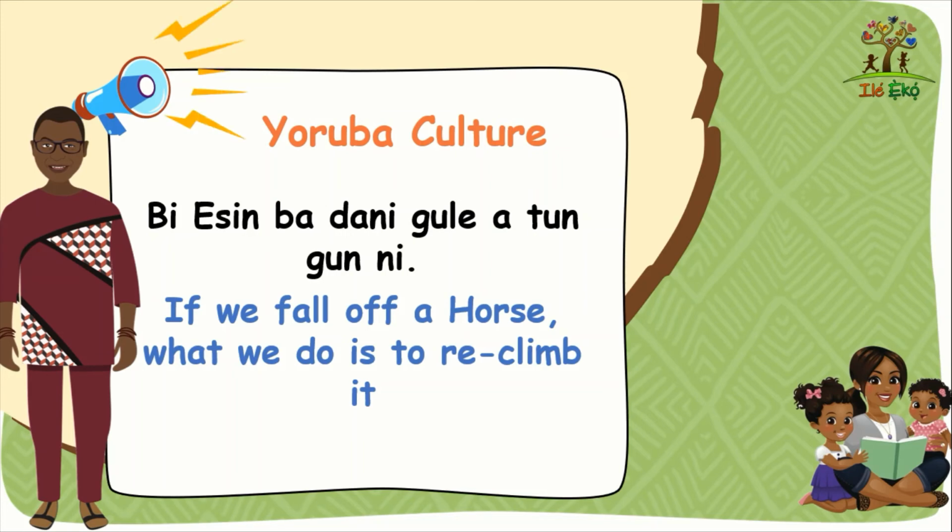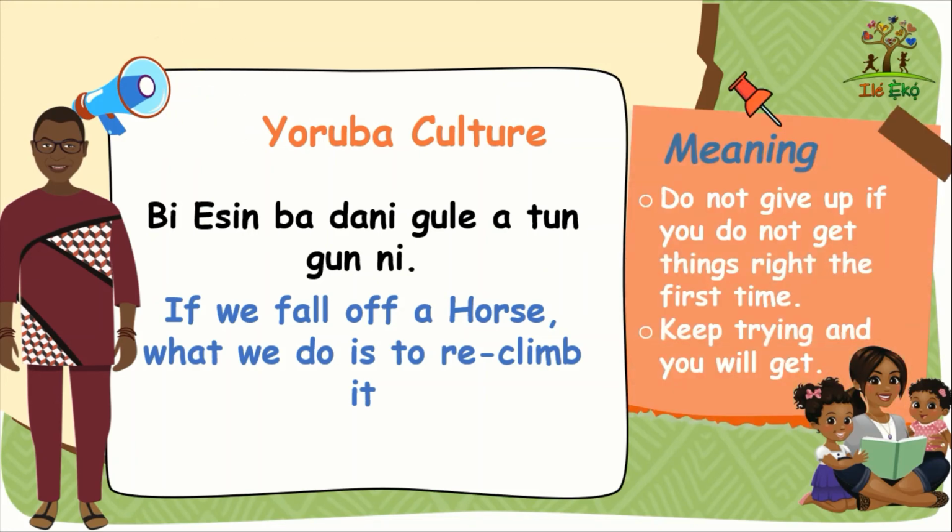Fourth section. Our proverb for today is: Bi esin ba dani gunle, a tun gun ni. It means if we fall off a horse, what to do is to reclimb it. The meaning of that is do not give up. If you don't get things right the first time, keep trying and you will get it.